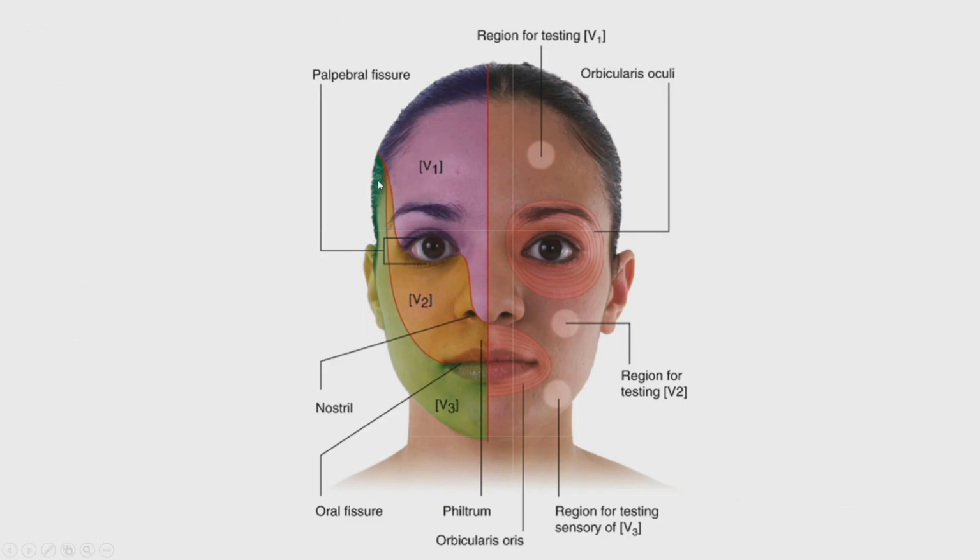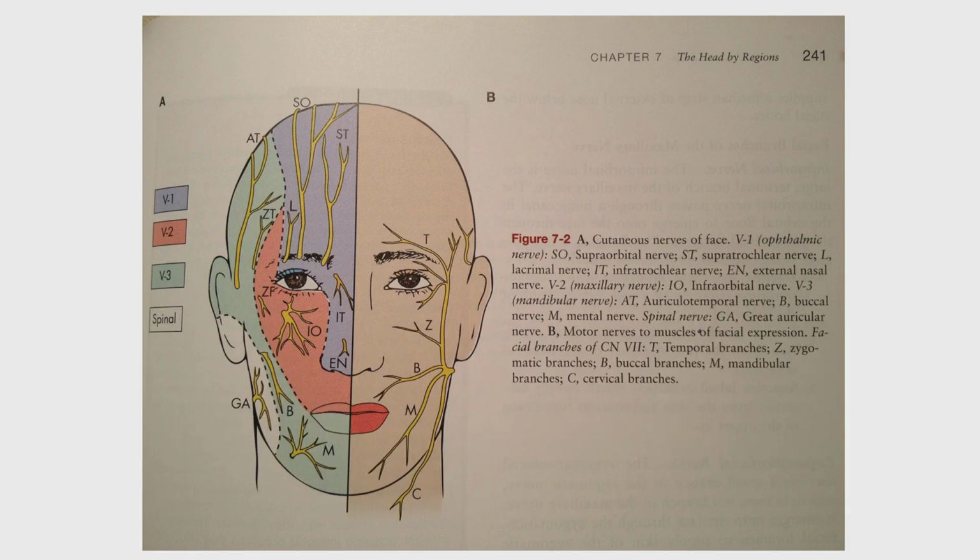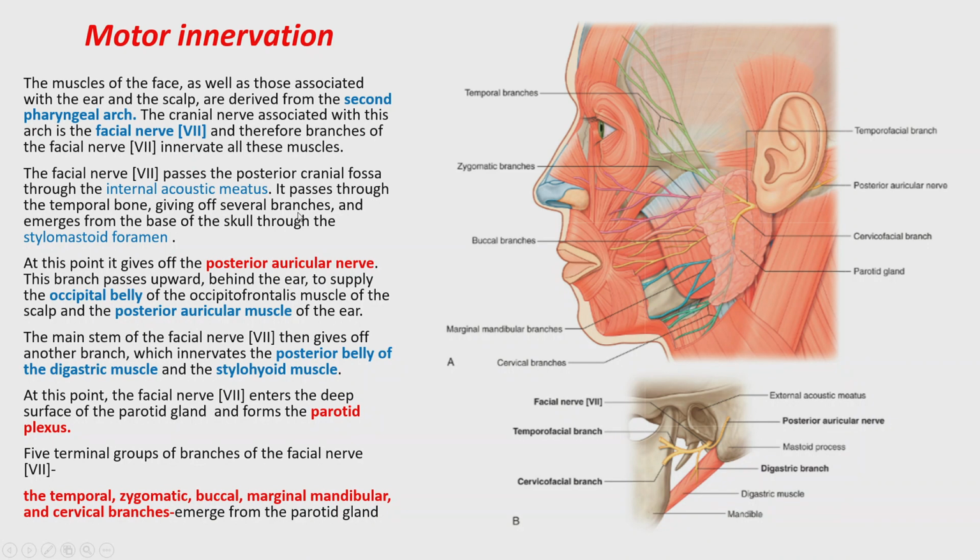And finally, this green area is the territory of the sensitive innervation of the mandibular nerve. And we said that the difference from the others is that the mandibular nerve contains the motor function as well. And this is more or less the same things that we said with the names of the nerves that we mentioned here.